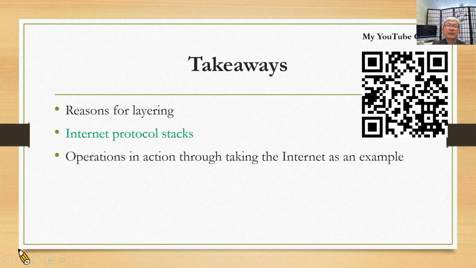Well, takeaways. In this short course, we covered the reason for layering. With the concept of layers, we can define the Internet protocol stack. Based on the protocol stack, we can see the operation in action, so that we know the operation of the Internet. Well, that's it. This is today's course, Unit 2.